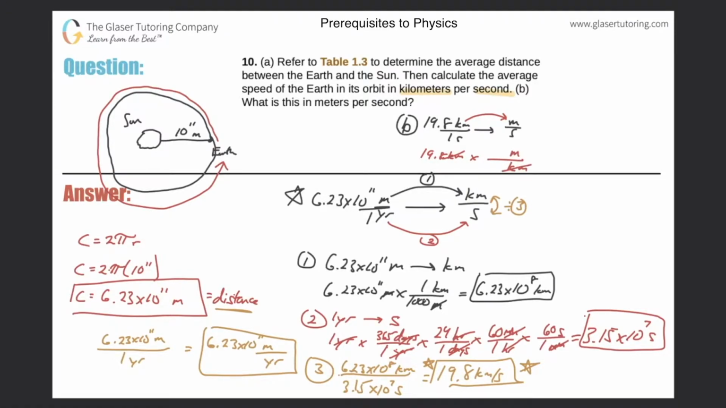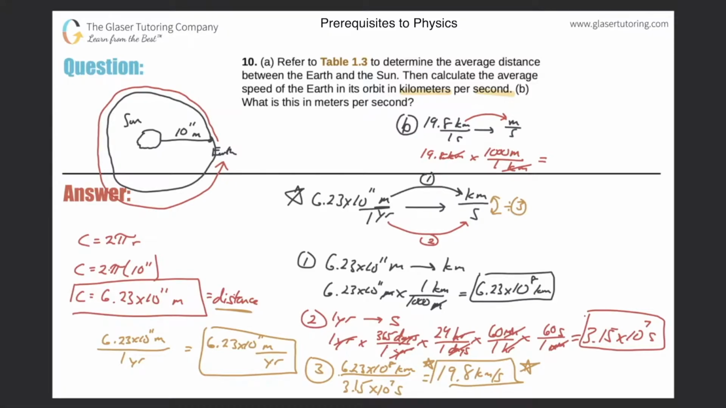Now I think about my relationship. There's 1,000 meters in a kilometer. Great. So now I just have to multiply it out, right? So you can plug that into the calculator. So 19.8 times 1,000. This is easy enough. You probably don't even need the calculator.